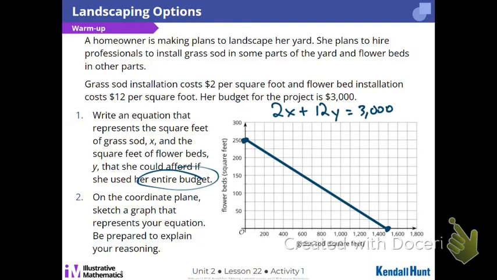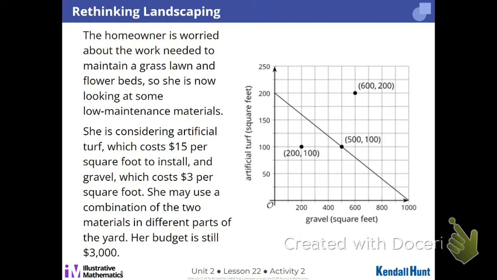All right? Next up, same situation, landscaping. Okay? But we're switching up. This person, it doesn't say this in the words, but maybe they're a little lazy. They don't want to do maintenance. Okay? So instead of sod, they're going to look to have turf. And turf costs more. It's $15 per square foot of turf, because the installation isn't easy. And then $3 per square foot for gravel. You know, like crushed up rocks and stuff. So she may use a combination of the two materials. Her budget is still 3 bands.